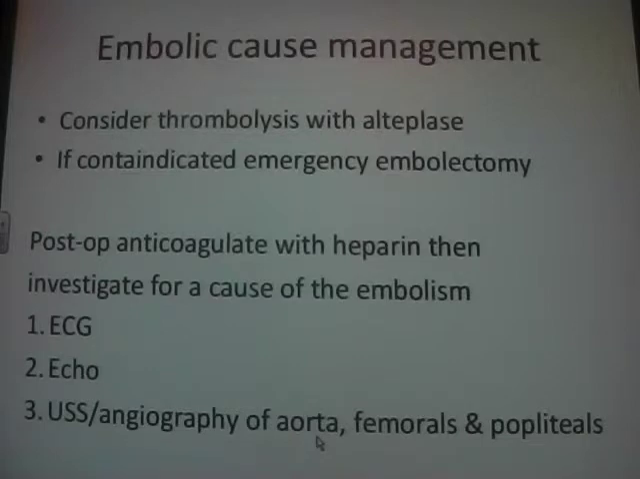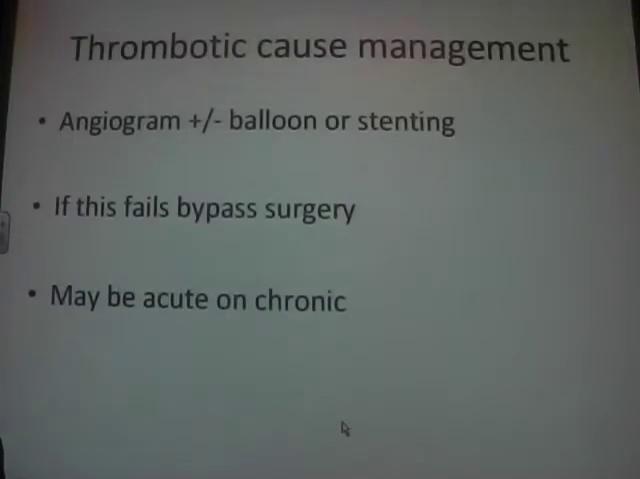Post-op, anticoagulate, and investigate for the cause. So the ECG is always just for AF. Echo to look for any sort of ventricular thrombi, and then ultrasounds of your aorta, so thrombotic source, femorals and popliteals. Popliteal aneurysms are surprisingly common, it's not something you hear about a lot.